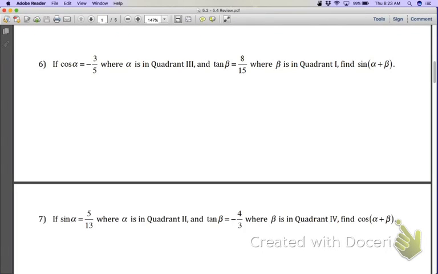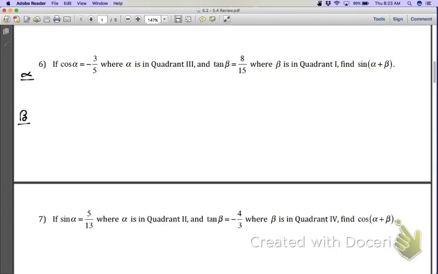Alright, number 6, then it basically just asks to find the requested value. So we're still using sum and difference formulas on 5 and 6. With any of these, they're all going to get worked the same way. You have two angles. You have the alpha angle and then you have the beta angle, or angle A and angle B.